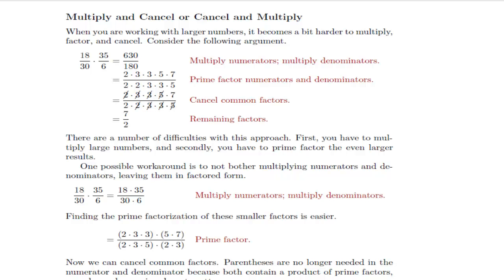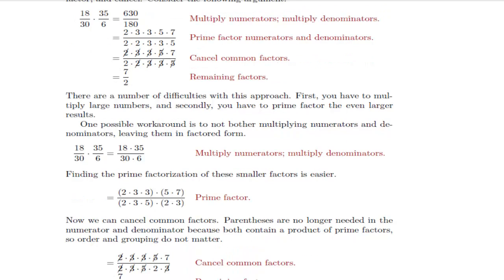There are a number of difficulties with this approach. First, you have to multiply large numbers, and secondly, you have to prime factor the even larger results. One possible workaround is to not bother multiplying numerators and denominators, leaving them in factored terms, and then finding the prime factorization of these smaller factors is easier.